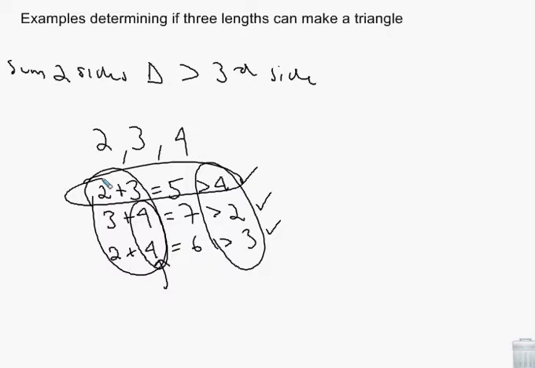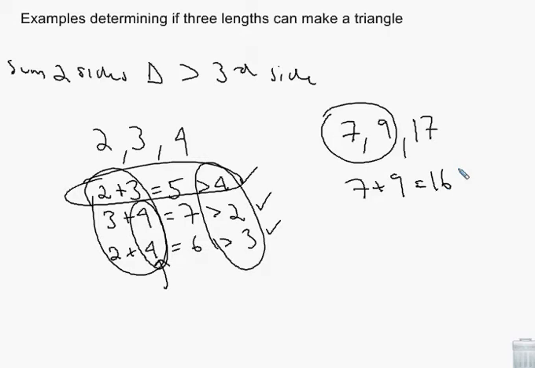For example, if you get something like 7, 9, and let's see, 17, right? The 2 short sides are 7 and 9, right? 7 plus 9, 16, which is not greater than 17, right? Do a couple more examples.